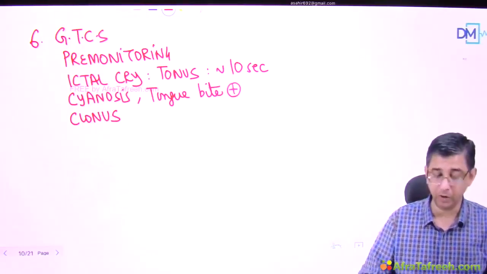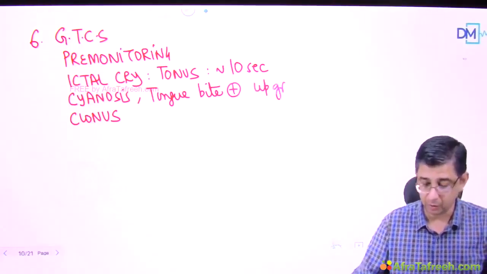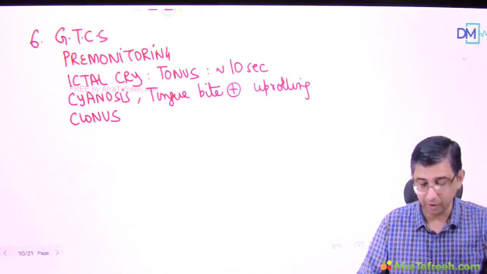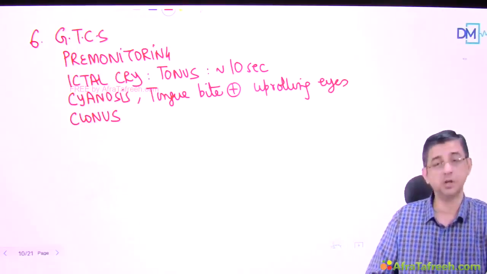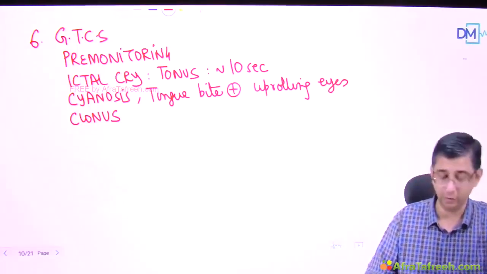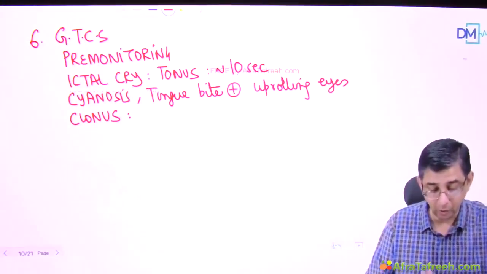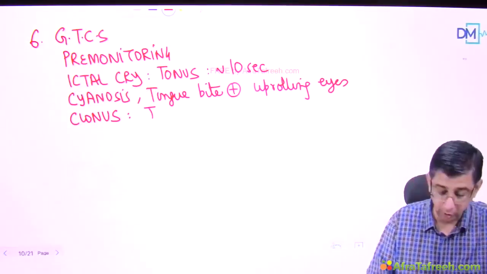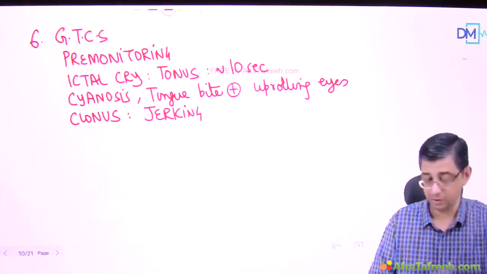There would be uprolling of the eyeballs of the patient at this point, and now the patient will pass into clonus. Most of the time the relative will maybe not notice the tonus part. He might just say that the whole body was shaking uncontrollably, he fell on the ground. So there would be clonus, that is the involuntary jerking part. Even if you try to hold the patient very tightly, you will not be able to control the violent shaking of the body of the patient. In fact, you might injure the patient, as I've explained.